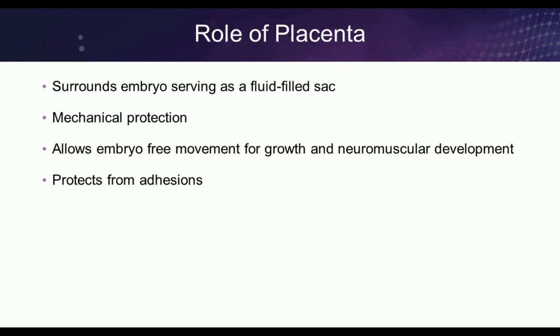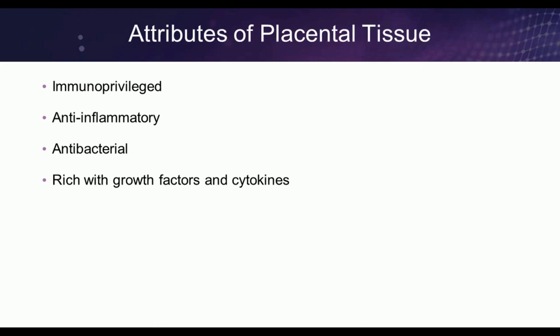The roles of the placenta are several. Number one, it surrounds the developing baby, which is really a fluid-filled sac. It also serves as mechanical protection, allows the embryo to have free movement for growth and development, and it also protects from adhesions. The placental tissue also is immunoprivileged. It has anti-inflammatory properties, antibacterial properties, and is rich with growth factors and cytokines.